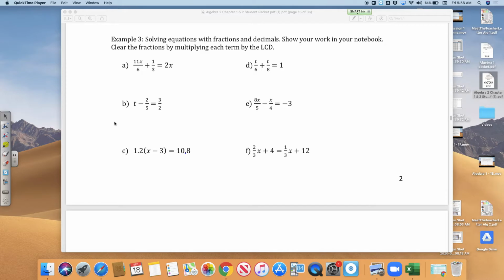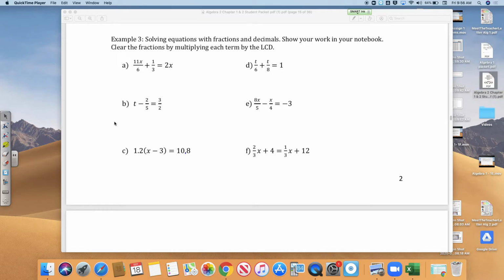Well, here's the deal. When you have fractions, we can get rid of fractions immediately. All you need to do is take the entire equation and multiply it by a number, and you'll multiply each little term in that equation by that number, and then that special number will cancel all the fractions out, and then you don't have to deal with it.